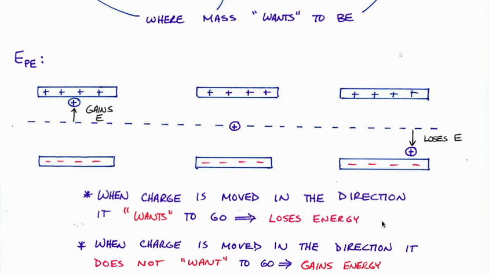When a charge is moved in the direction it does not want to go in, as in over here, it will gain energy because you're forcing it to a region where it doesn't want to be, and you get a much stronger repulsion from this positive plate.